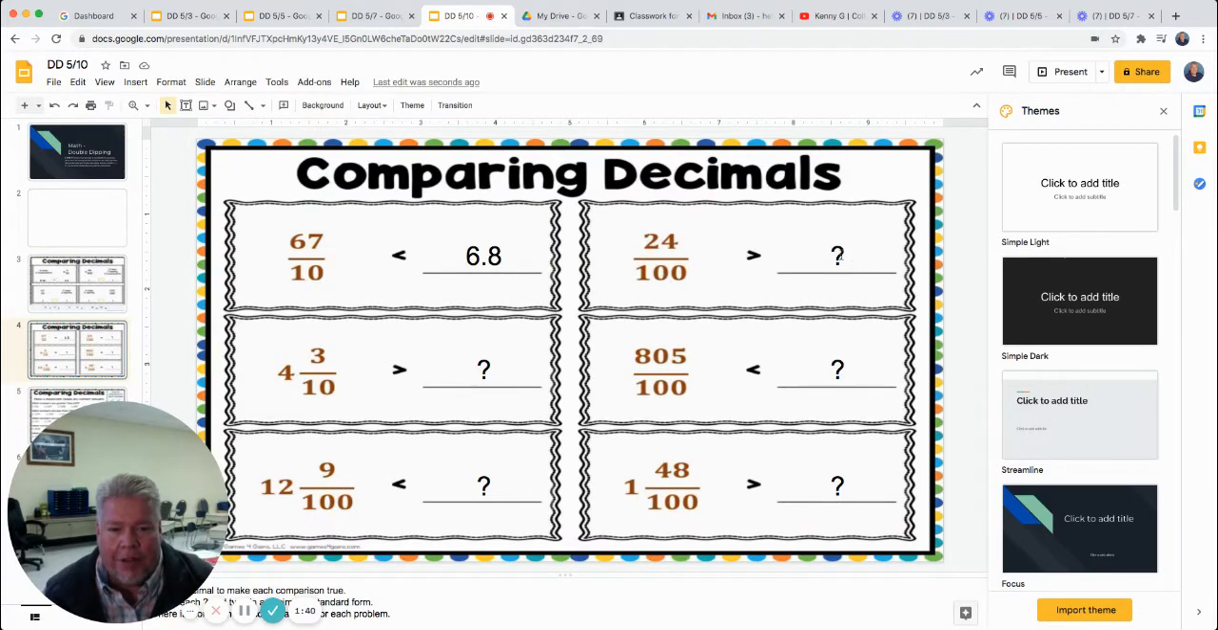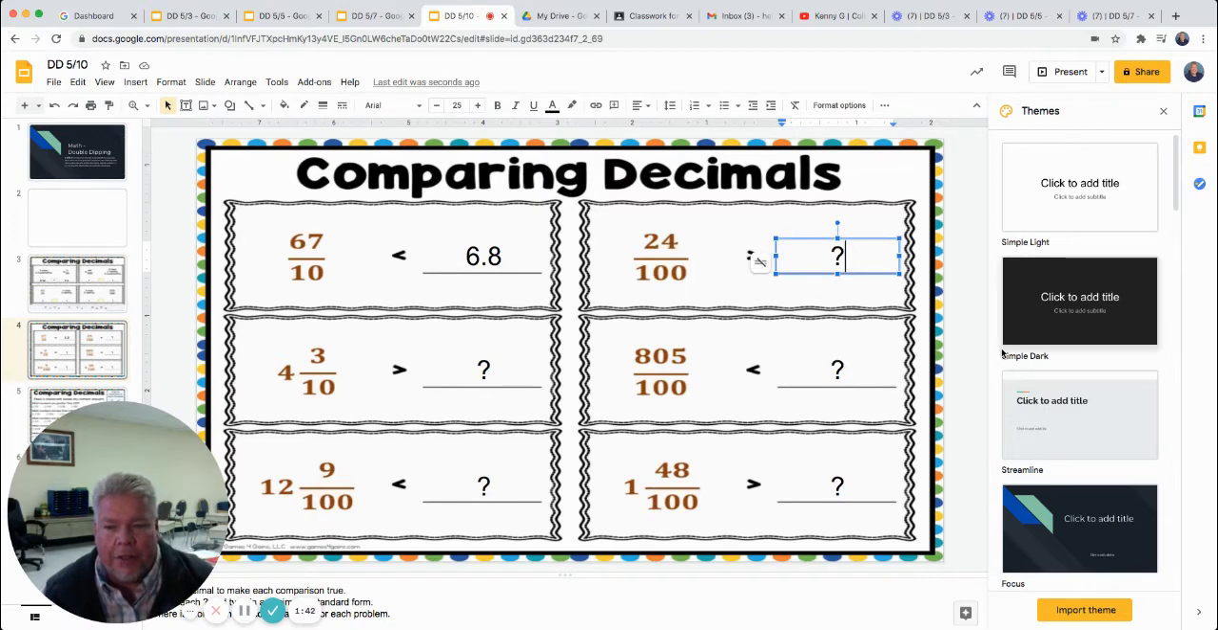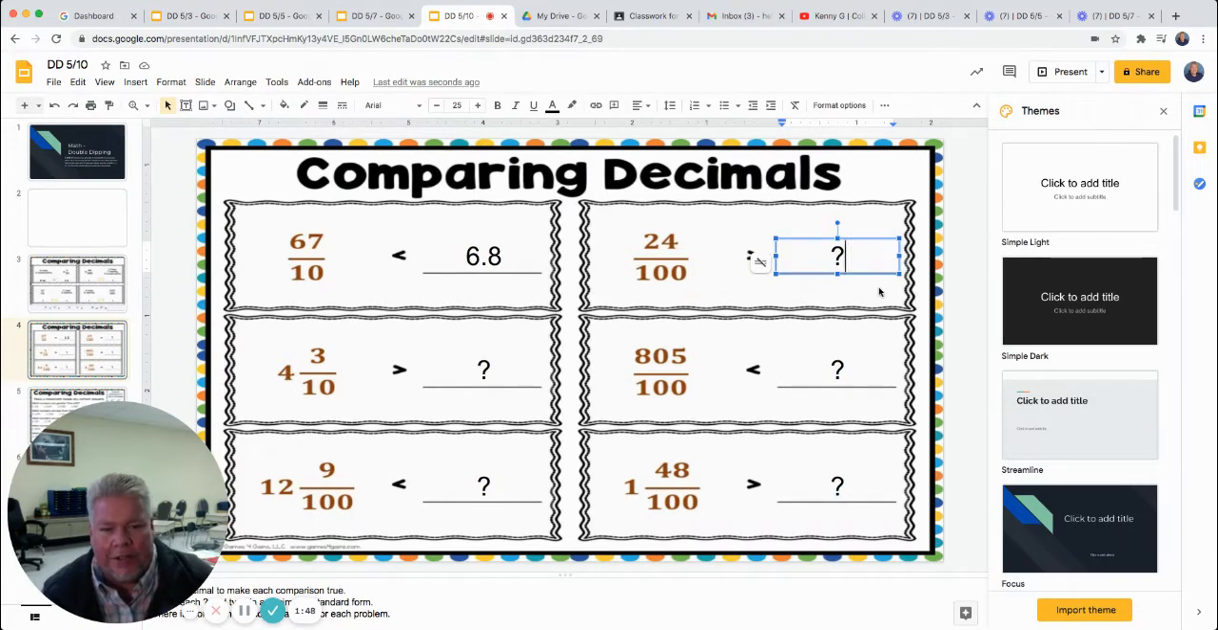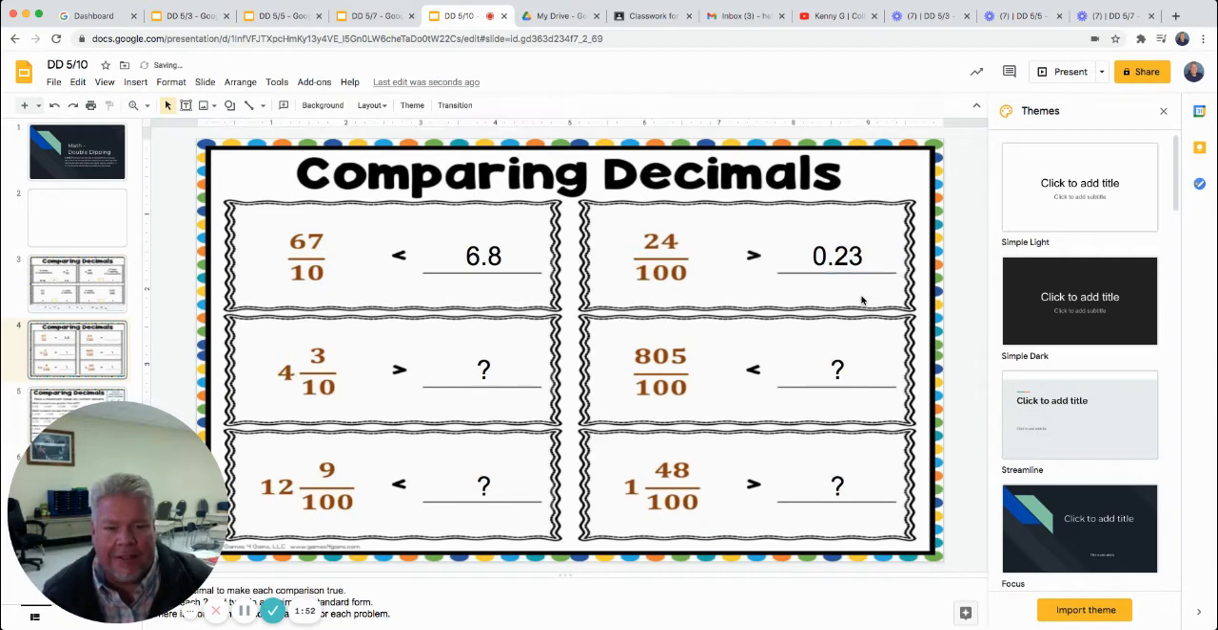24/100ths. What can I do on this one? Well, I've got to make something smaller than 24/100ths. So I could just do 23/100ths, couldn't I? It's easy. So do those like that.